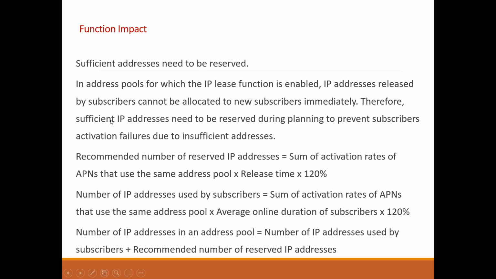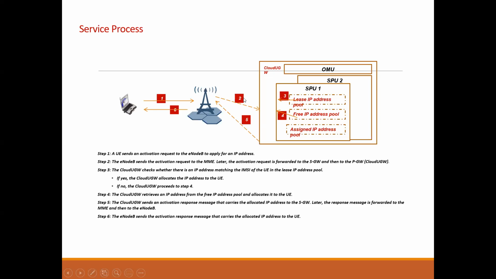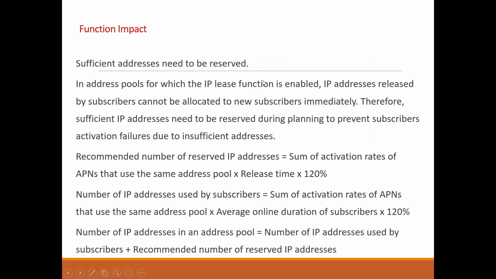Therefore, sufficient IP addresses need to be reserved during planning to prevent subscriber activation failure due to insufficient addresses. If you activate a service request and there are no IP addresses available here, then your service request is going to fail with the cause code that no addresses are available. Okay, insufficient address.